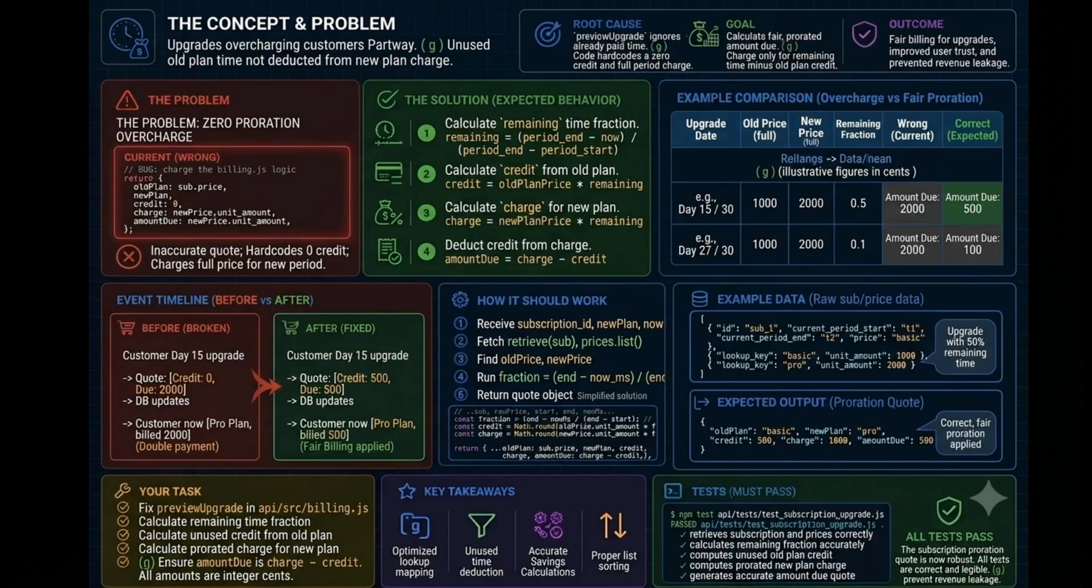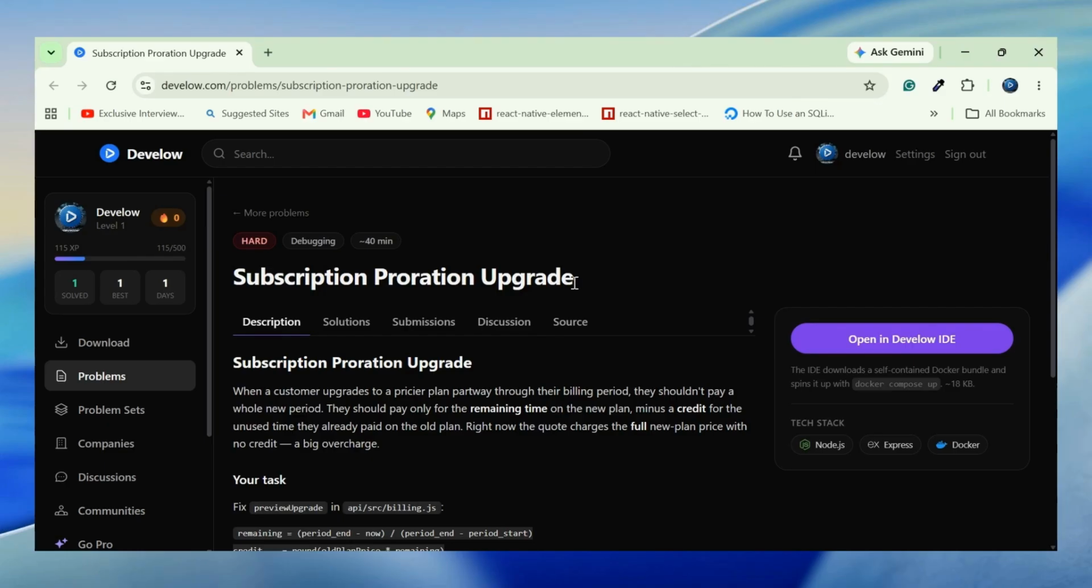We will implement fair proration math. First, we will calculate the exact fraction of time remaining in the current billing cycle. Then, we will use that fraction to compute a prorated credit for the old plan and a prorated charge for the new plan. The final amount due will simply be the new prorated charge minus the old prorated credit, ensuring the customer pays exactly what is fair. Let's jump straight into the Develow editor and get it right.